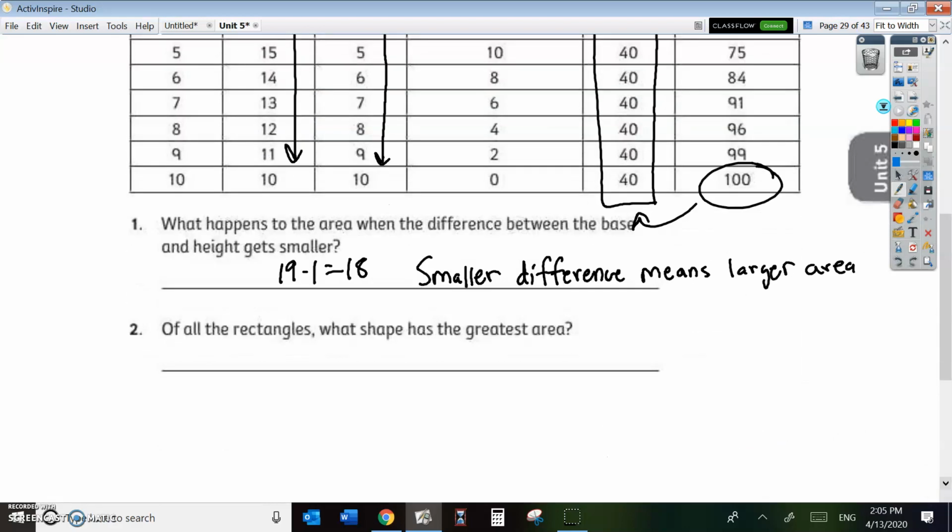Okay, so of all the rectangles, what shape has the greatest area? Well, we talked about that one already. It's going to be the 10 by 10 rectangle.